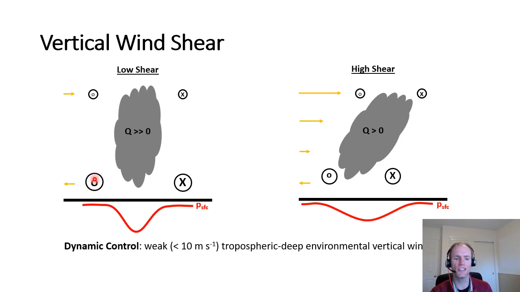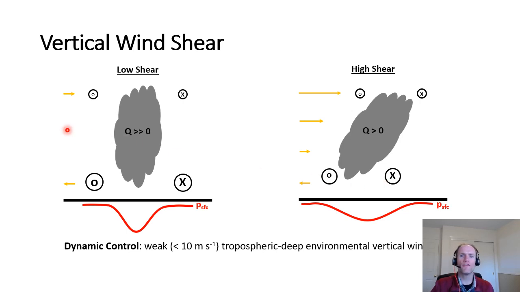And in this case, these circles depict wind that is coming out of the screen, and X's depict wind that is going into the screen. So we have strong low-level cyclonic rotation giving way to weak upper-level cyclonic rotation in both cases, although the size of the circles is a little bit different between the low shear and the high shear case.